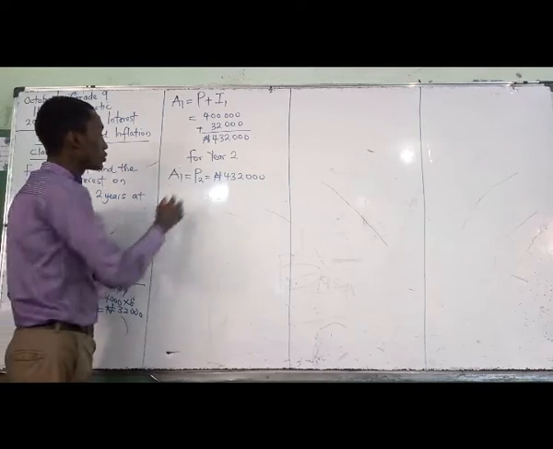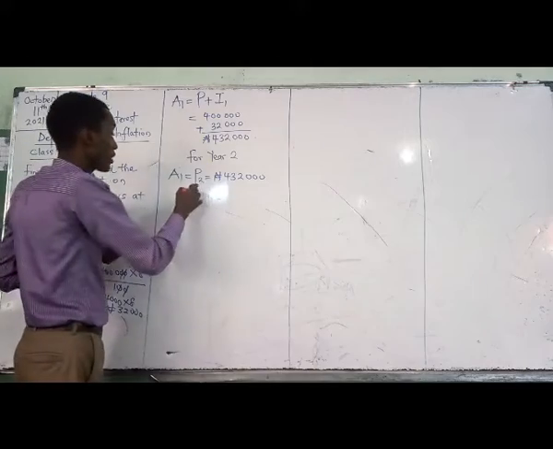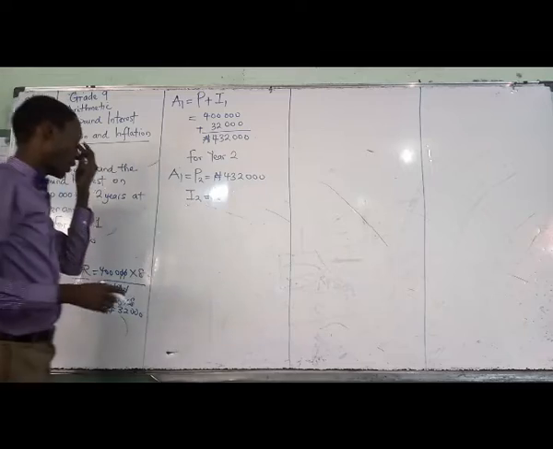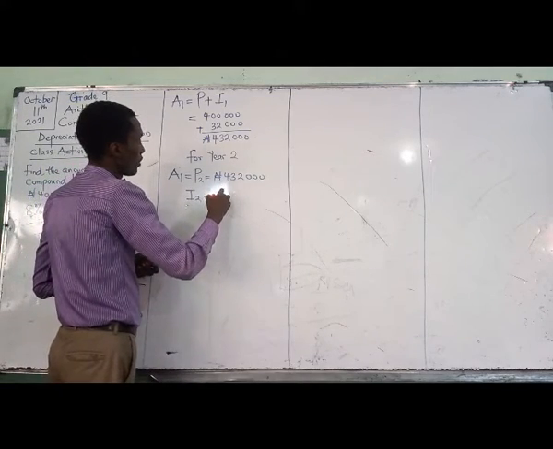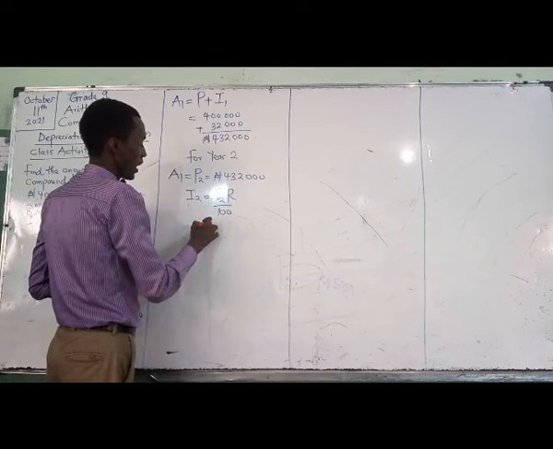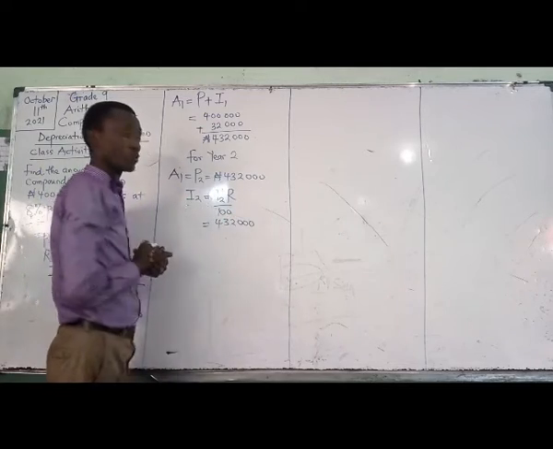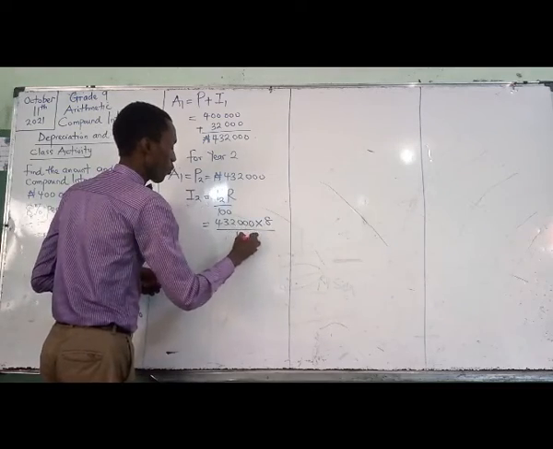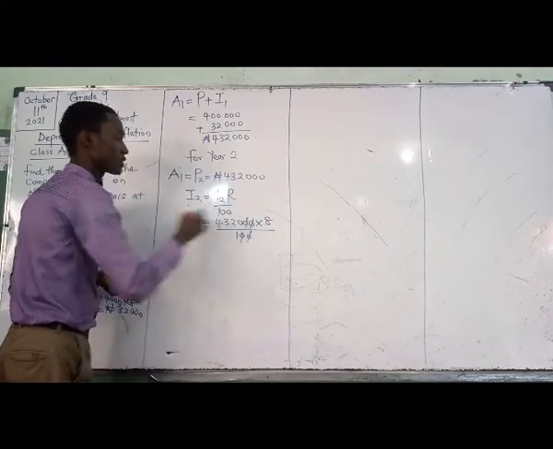Now what's the next thing you do? The rate is 8%, so you don't even need to indicate the rate. You just tell us I2, which is the interest for the second year. That will be P2 times the rate over 100. That will give you 432,000 times 8 divided by 100. So we can do our relevant calculations.